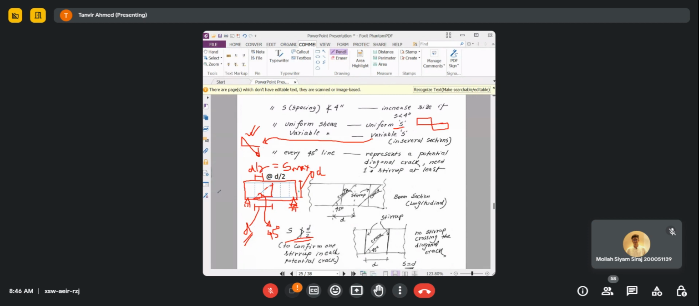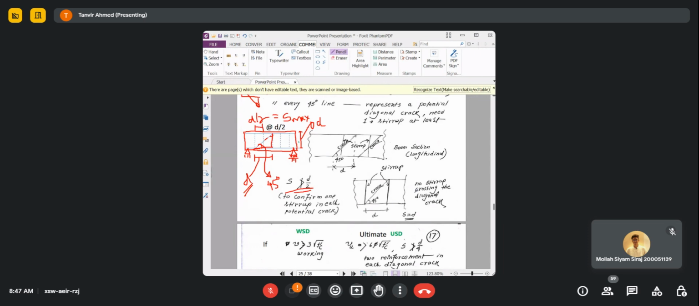This is one guideline, and we explained why it is like this: if the crack is inclined at 45 degrees, you need one stirrup at a distance of d by 2 from another stirrup to hold the crack.